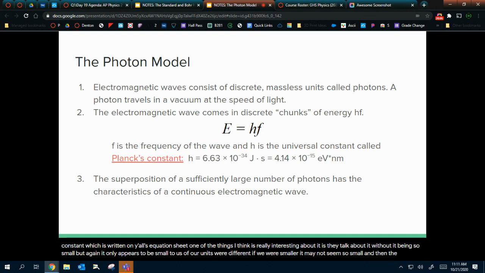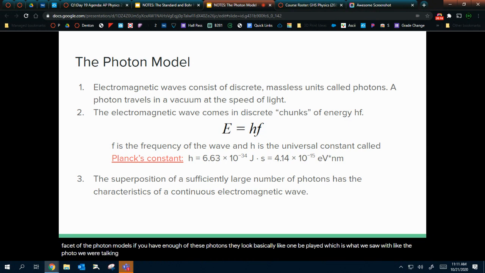And then the third facet of the photon model is if you have enough of these photons, they look basically like one big wave. Which is what we saw with the photo we were talking about earlier. You just have enough of them, it just acts like a big wave.